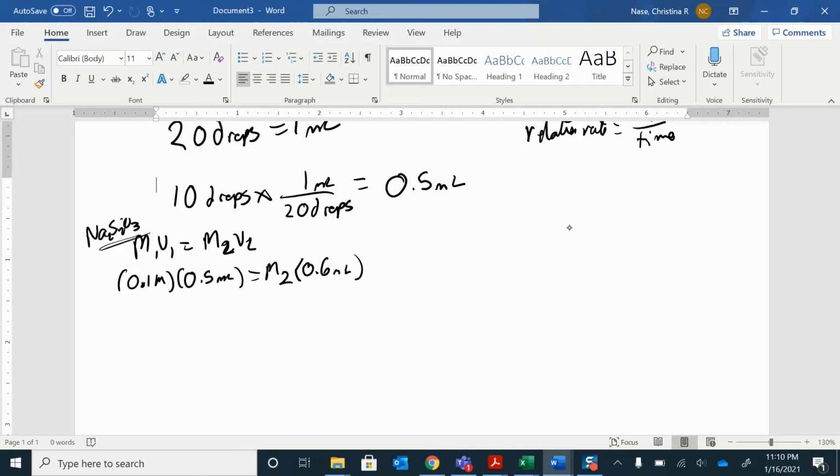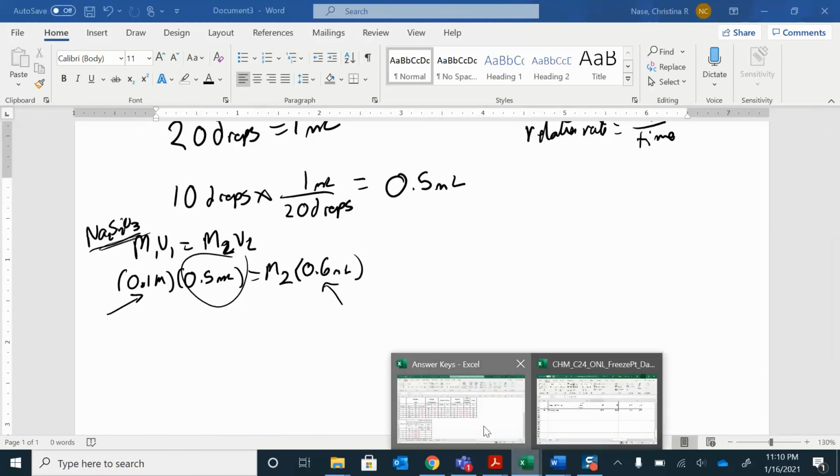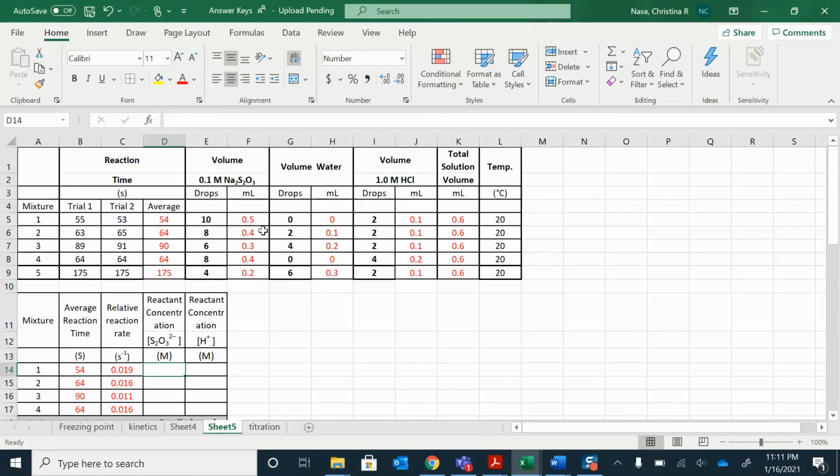Great, so we're going to do this 5 times for the sodium thiosulfate, and 5 times for the hydrochloric acid. The hydrochloric acid has a different starting concentration. But for that first column, this stays the same, this stays the same. This is what's changing, that 0.5 mL is what's changing. Let me just switch back to Excel really quick. You can see we have 0.5, then that volume changes to 0.4, 0.3, 0.4, 0.2. So that's the part that's changing. I'm working on this column here, and I'm using M1V1 equals M2V2.